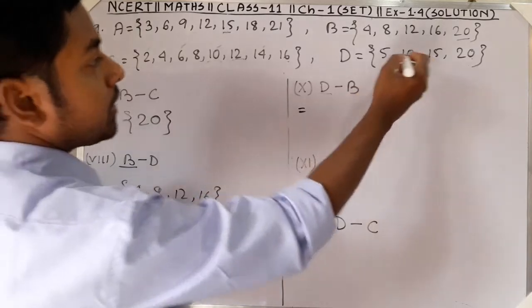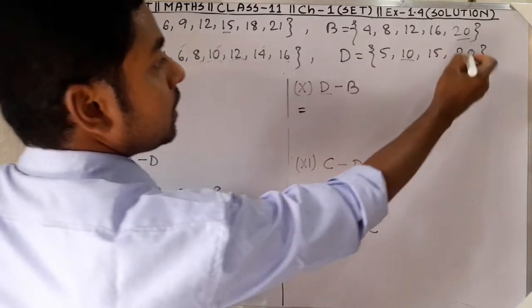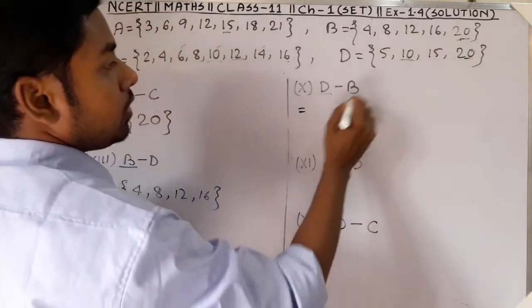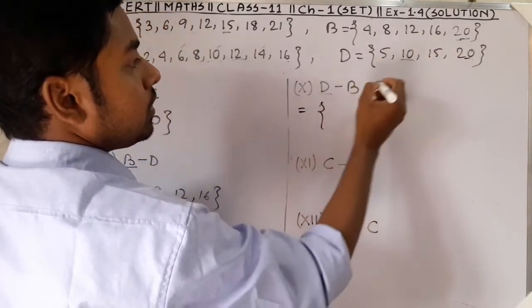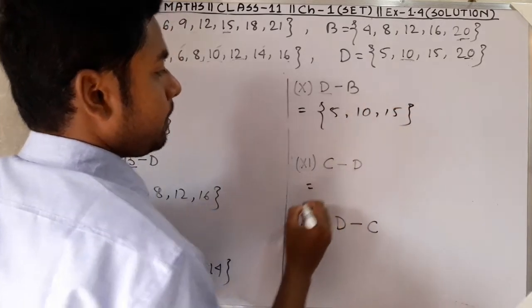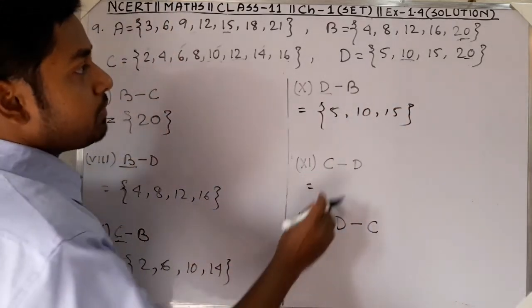D minus B, okay, D and B, what are the common elements? 20, then 10, no, only 20 is the common element. So D, that means 5, 10 and 15. Okay. Question number 11. C minus D.